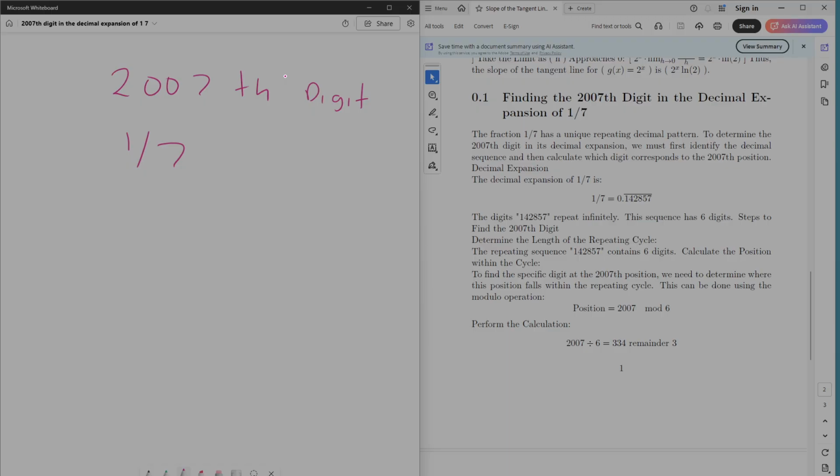So we know that 1/7 is equal to 0.142857, and that decimal expansion repeats over. That means it will repeat 142857 again, infinitely. So this sequence has 6 digits, as you can tell. 6 digits.